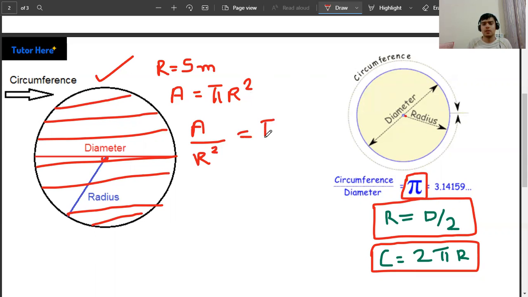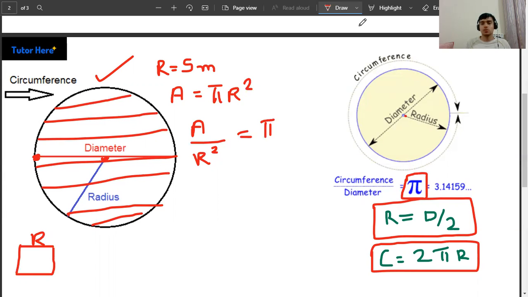Now, if you think about it, what is r square? This is the radius. Let me just draw it here. So r square is actually the area of a square whose side is r, and A is the area of this circle whose radius is r. So the ratio between the area of the circle and the area of the square is what is giving you pi. And this is an interesting property. So let's keep that in mind.